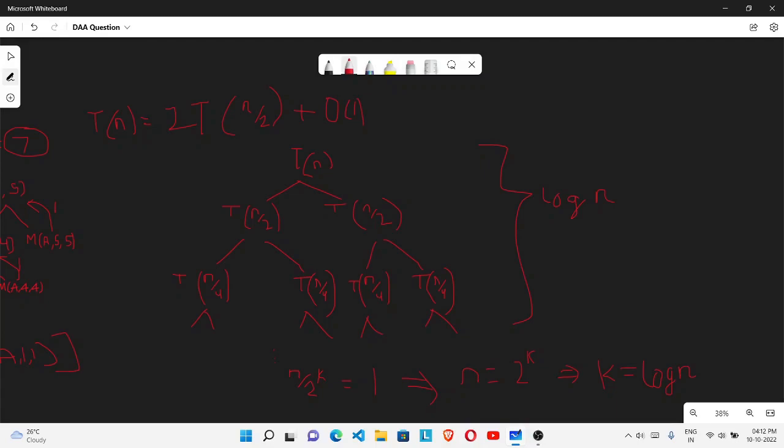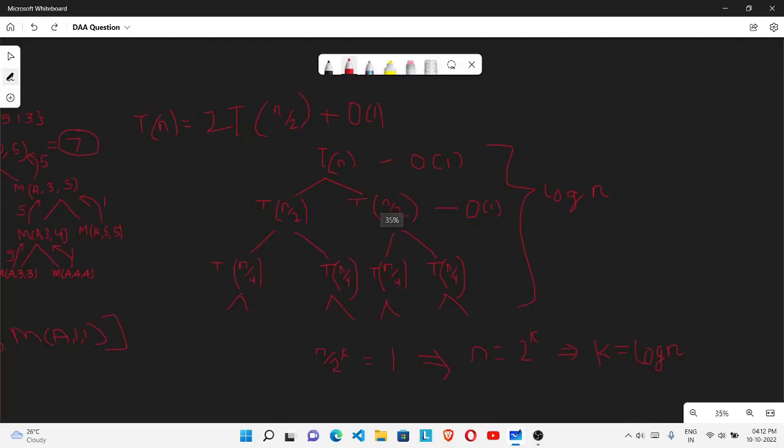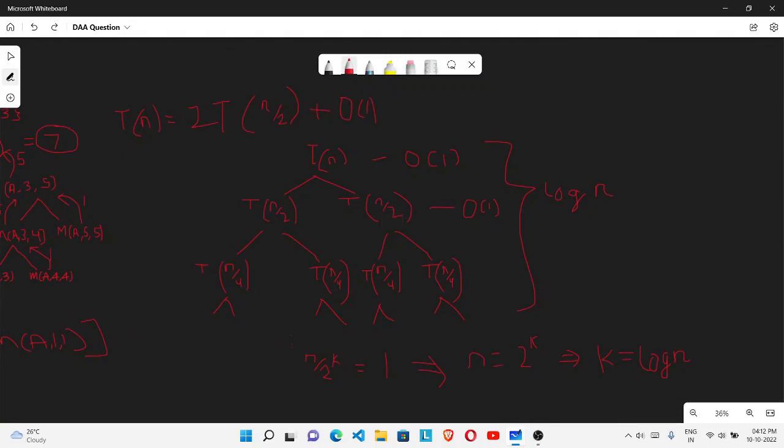And at every iteration, I'm using big O of 1. Here also big O of 1. So this will be multiplied, not added. So, because see, okay, wait, I'll tell that later. So the height is log n, and at every iteration you are using a single constant complexity. So that will also keep getting added for n log n, right?